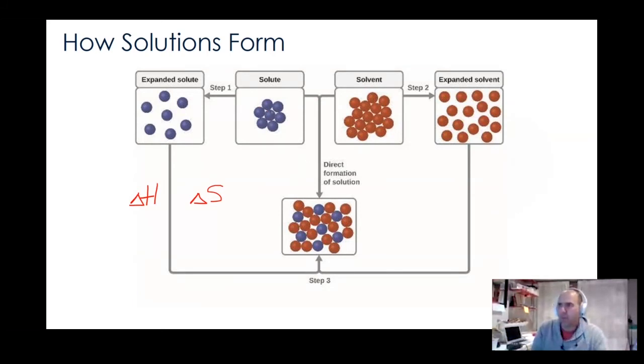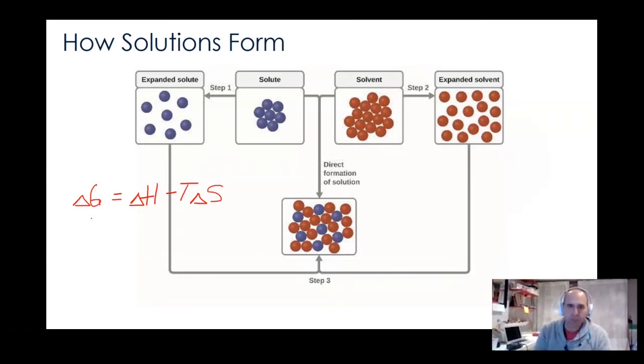And you can think of it by just looking at the possible combinations of particles here. Here we have particles only with themselves. Now we have all these different possible arrangements of particles, which is more disordered. And so the real measure of whether or not a chemical process, including solvation or dissolving, occurs is based not only on the enthalpy, but on what we call the Gibbs free energy, delta G. And delta G equals delta H minus T delta S.